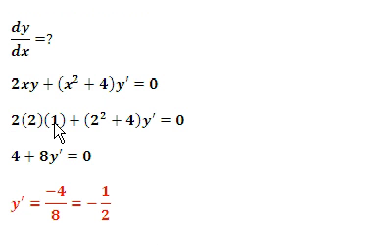So 2 times 2 times 1 is, let's see, 4. This is going to be 2 squared is 4, so that's 8. And then solving for y prime, bringing the 4 over, you get negative 4, and then you could say dividing both sides by 8 if you want. And so then we have negative a half. So negative a half is the slope of that tangent line I'd drawn on the graph.